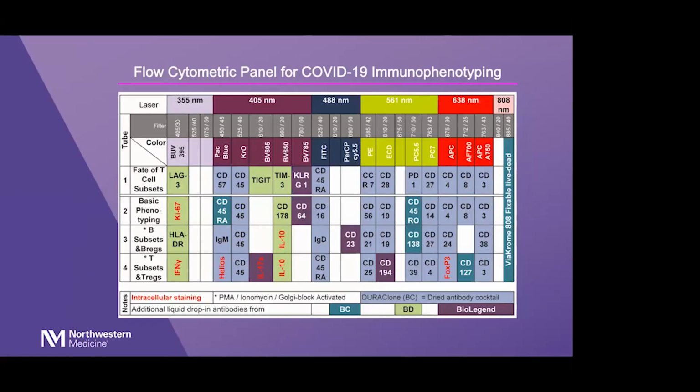First, we developed a 14-color flow cytometric analysis panel for immunophenotyping the patients for basic cell subsets, as well as for B subsets and Bregs, T cell subsets and Tregs, and also the first tube for the fate of the T cell subsets in terms of anergy, exhaustion, and senescence. Next slide, please.